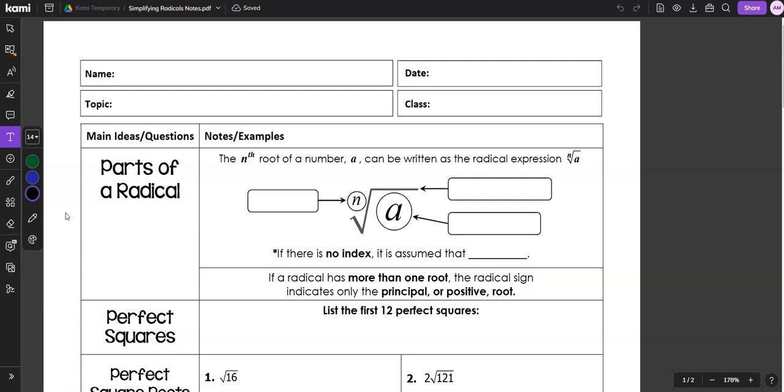Good morning, everyone. Today we're going to talk about how to simplify radicals, specifically square roots, and the different steps and strategies for doing so. So first, let's go ahead and talk about the different parts of a radical.